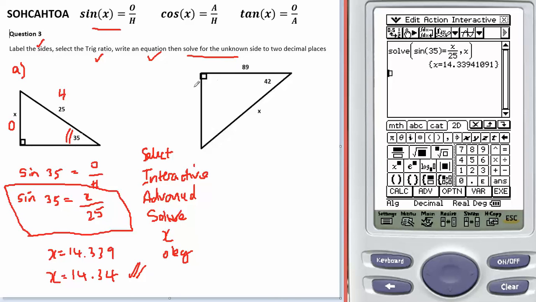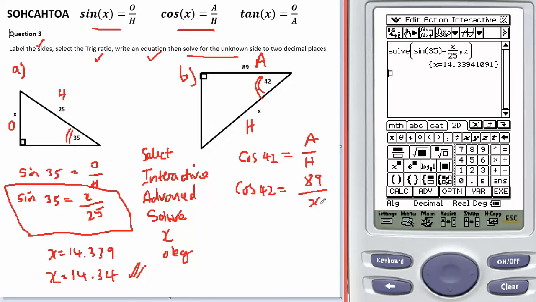Okay, example B. Here is 42 degrees. That's opposite, so this will be the adjacent, and this will be the hypotenuse. Adjacent hypotenuse uses the cosine function. So I write my equation. The cosine of 42 degrees will equal adjacent over hypotenuse. The cosine of 42 degrees will equal 89 on x.